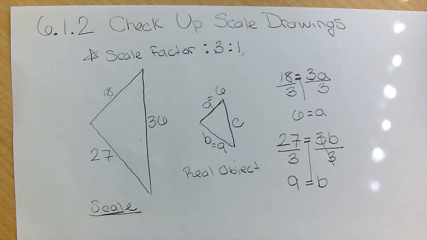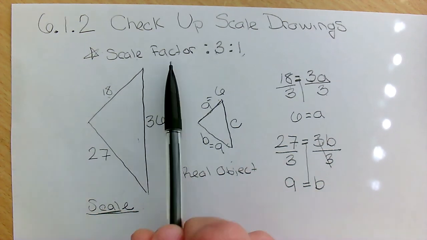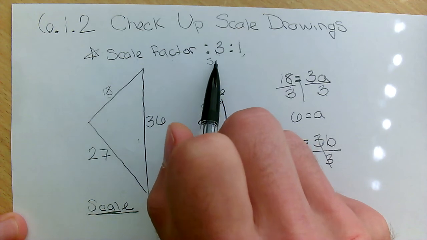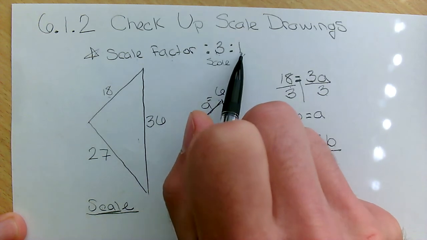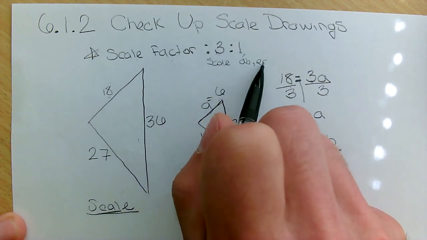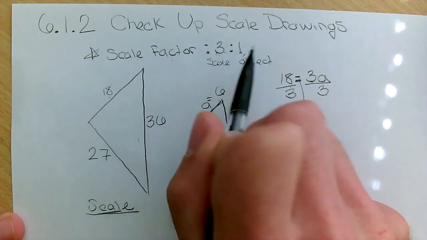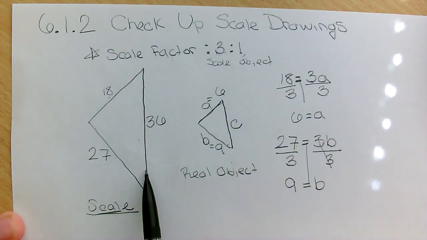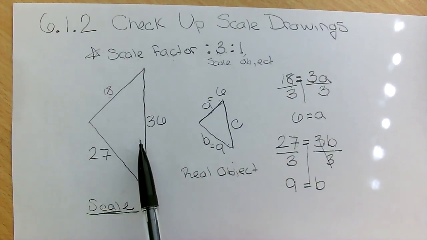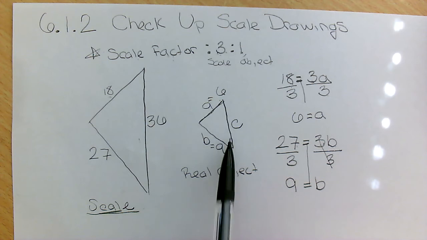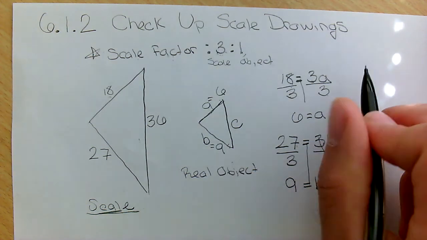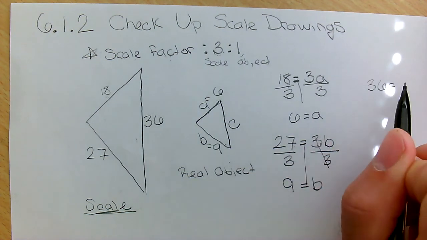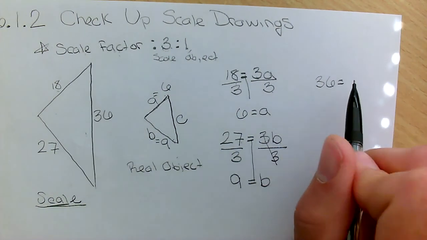So this problem right here is actually pretty simple if you can understand what scale factor means. What this is saying is that this 3 is the scale, and this 1 right here is our object. And it's a 3 to 1 ratio. So our last side right here, this 36, is going to be how many times the size of C? 3. So we'll do it right over here. 36 is, you can probably guess what's going to be over here, 3C.